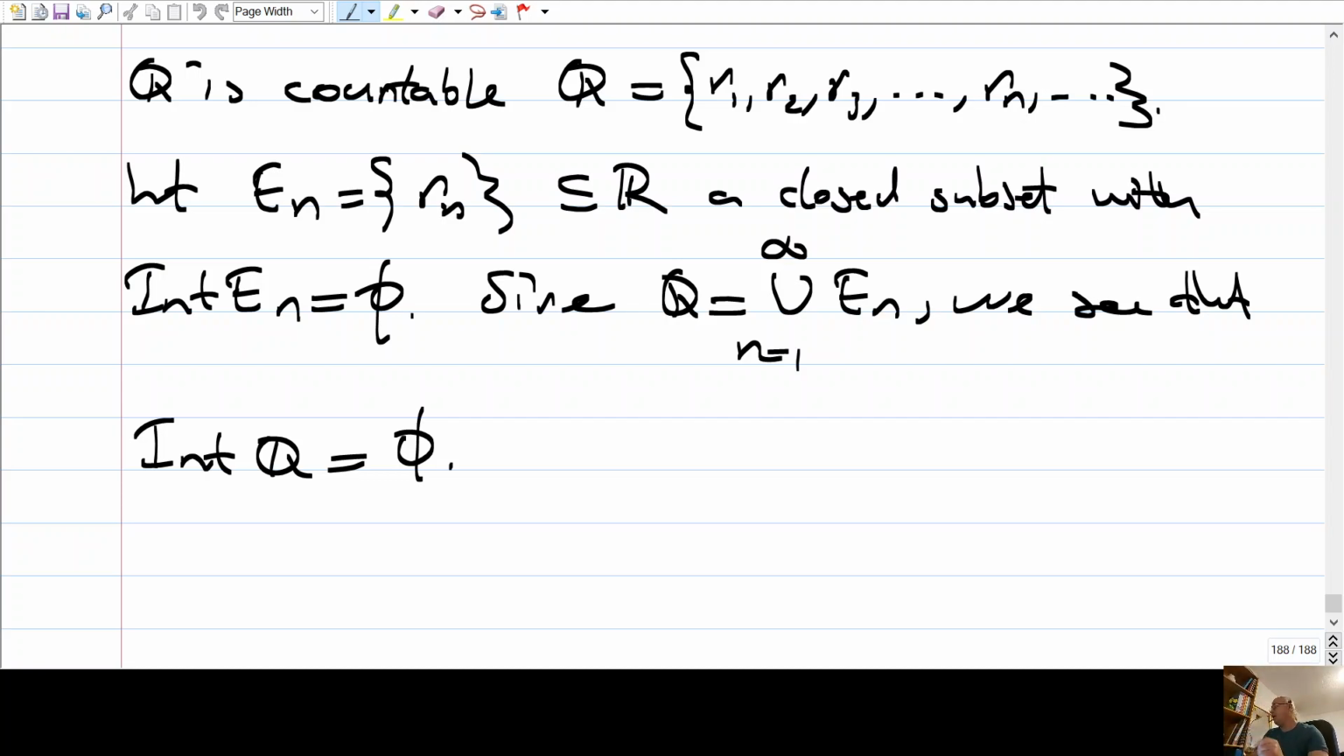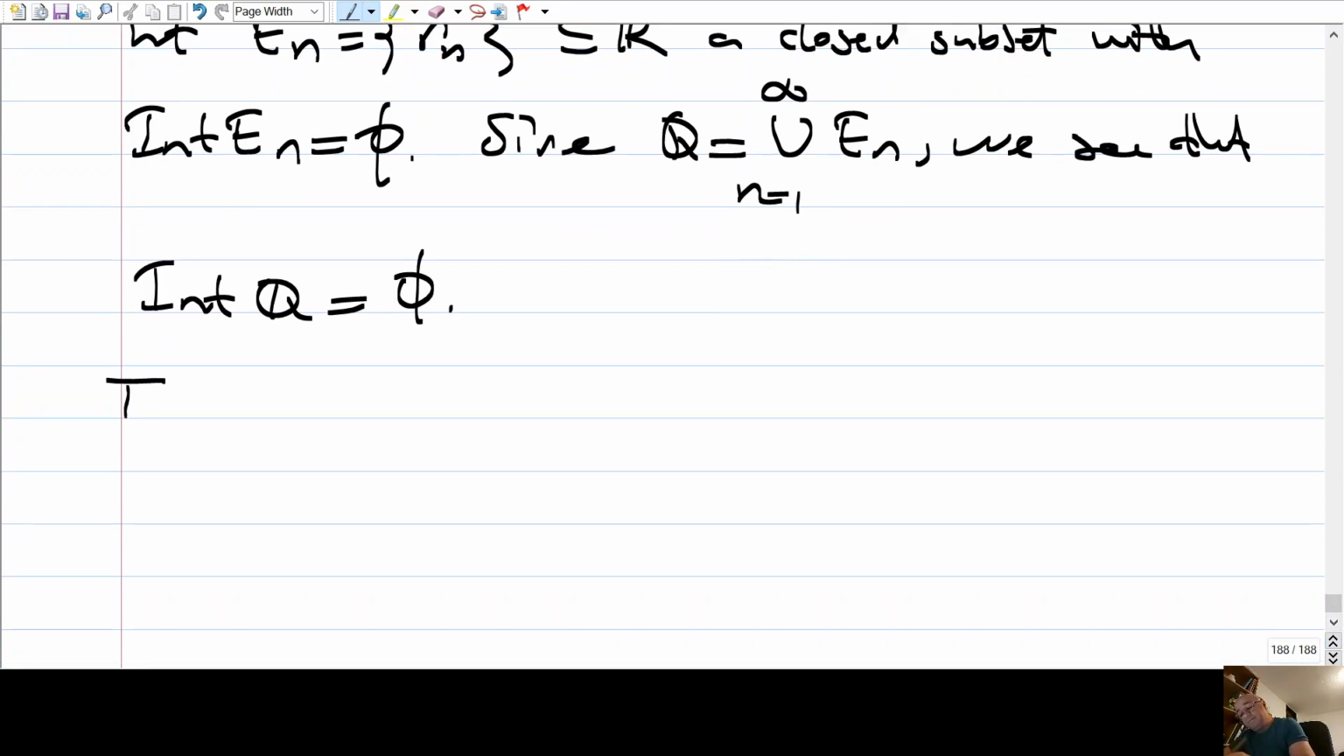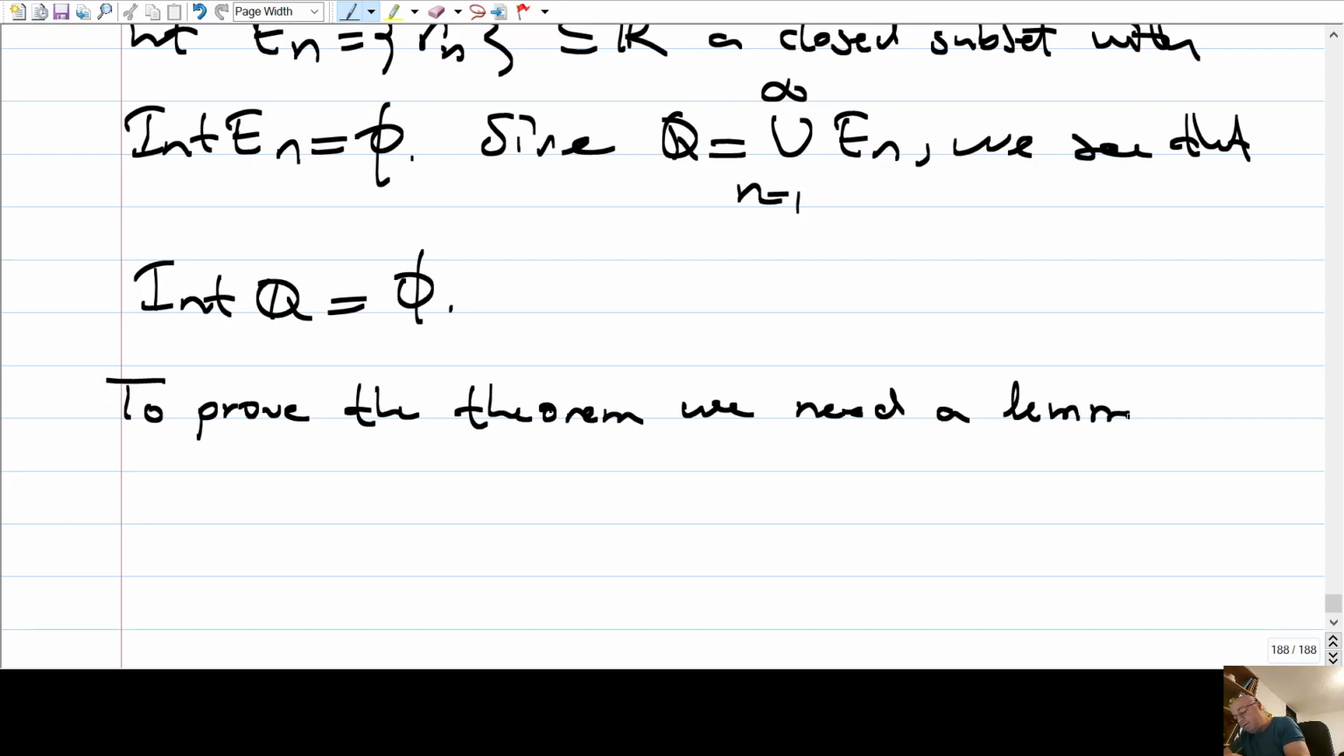Okay, today I'll prove this theorem, and if I have time, I'll start the Arzelà-Ascoli theorem. Now let's start with this theorem. To prove the theorem, we need a lemma, and here is the lemma.